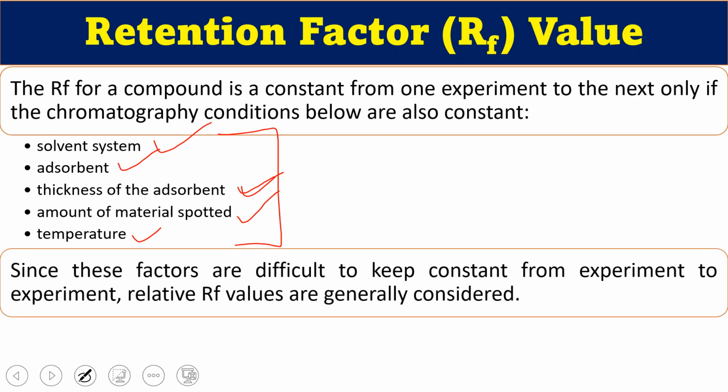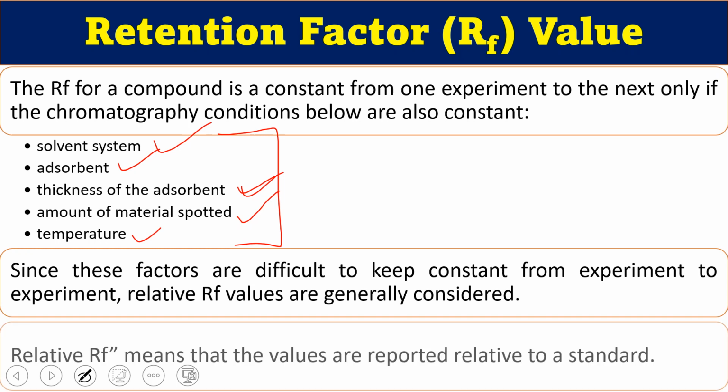Since these factors are difficult to keep constant from one experiment to the other, relative RF values are generated. Relative RF means that the values are reported relative to the standard. So along with every experiment we are going to run a standard, and we are going to compare only with the standard.